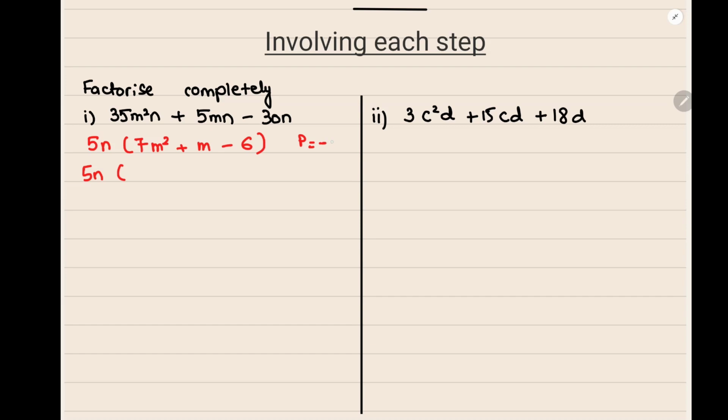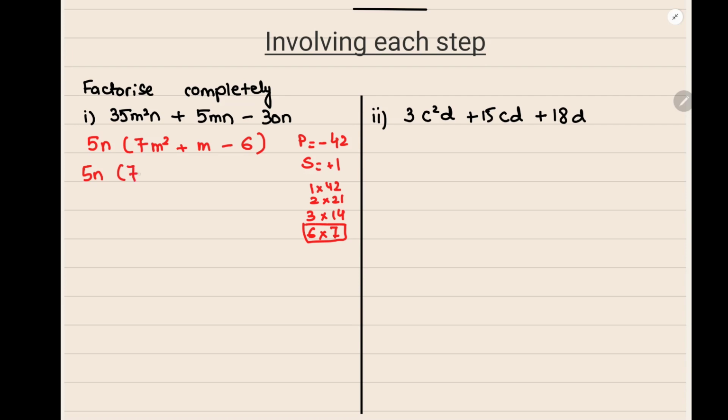My product target is negative 42, okay, my sum target is plus 1. So it's obvious I can take 7 and 6. Like 1 times 42, 2 times 21, 3 times 14, 4 doesn't go. 5, we have to check now, 5, 6, 6 times 7. So by that we can get them all.